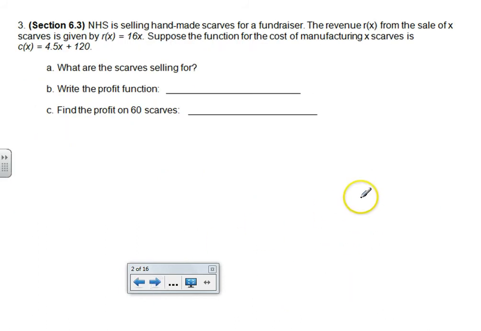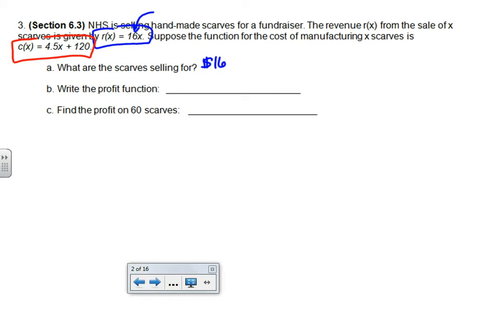Then number 3, NHS is selling scarves for a fundraiser. The revenue is given by this equation. That's revenue coming into the fundraiser. And then the cost of creating the scarves is given by this function. When they ask what are the scarves selling for, they're asking about how much money they are selling for, not the purpose of the selling, which is a little misconception on the last quiz. So revenue is what we're taking out of the customer's hand. So it looks like we're selling the scarves for $16 each.